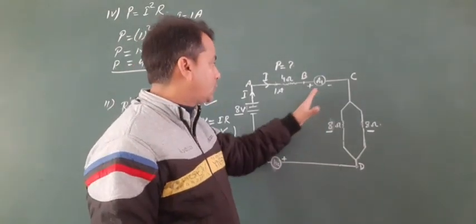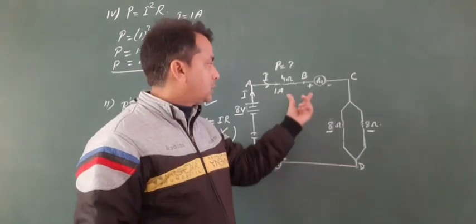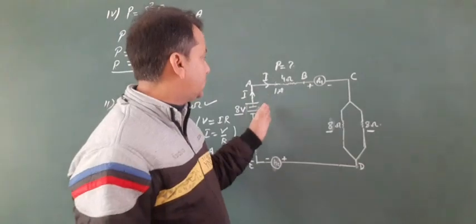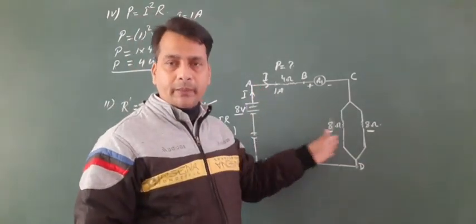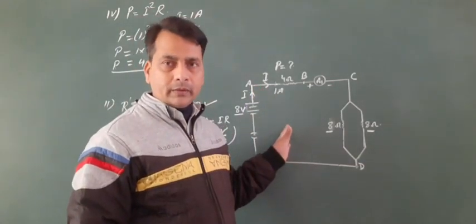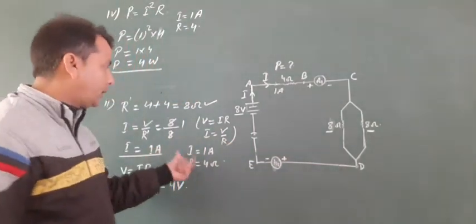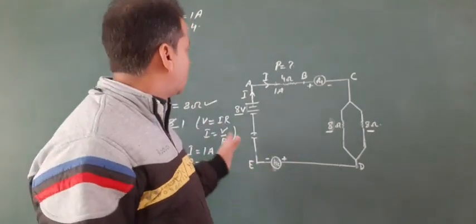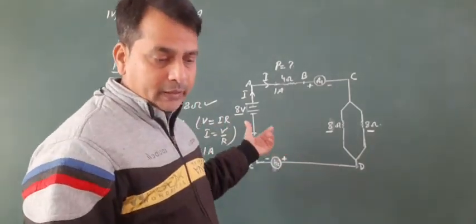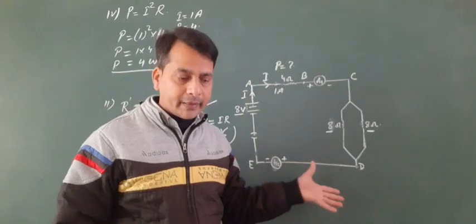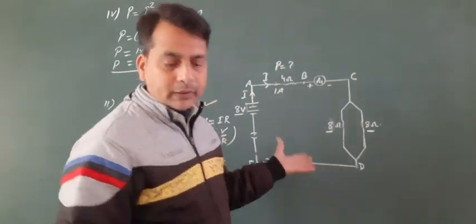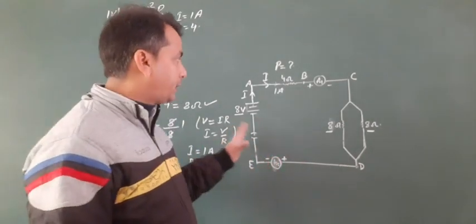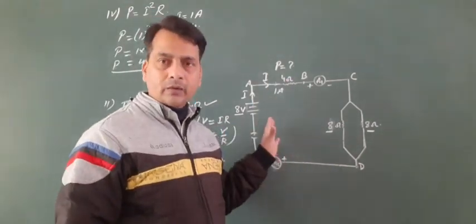So there is no difference between A1 and A2, because the electric current will be the same. The electric current, that is 1 ampere, will be the same in this circuit. So for the difference in ammeter reading, if any, there is no difference because the electric current will be the same in the whole circuit.